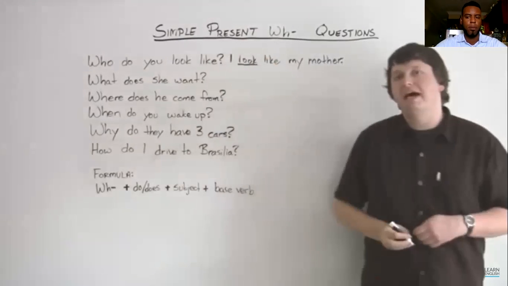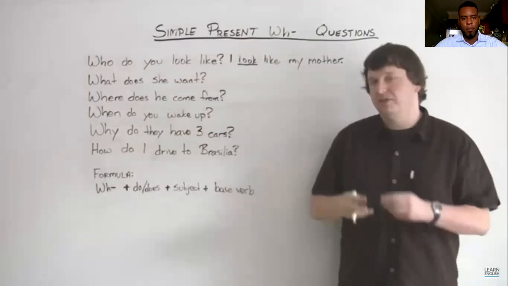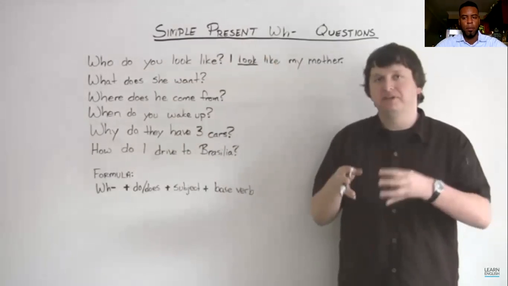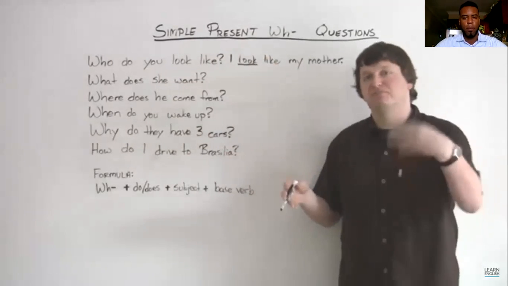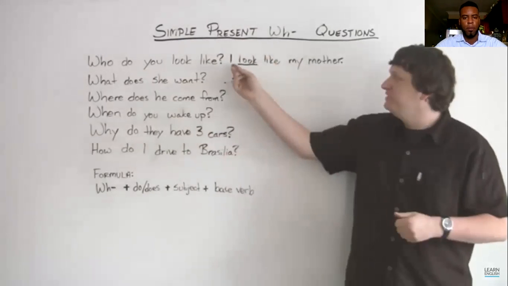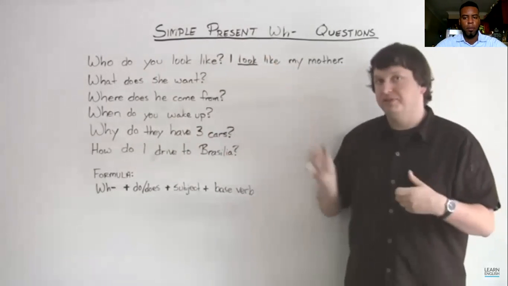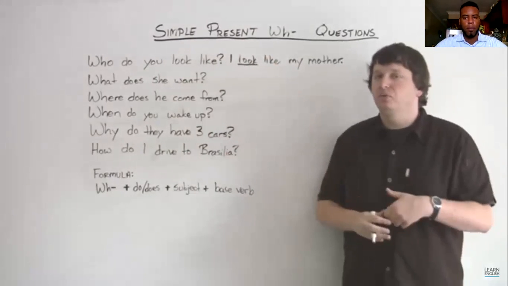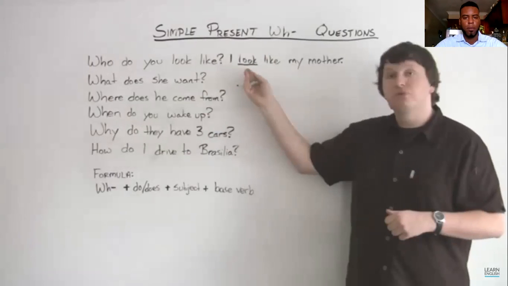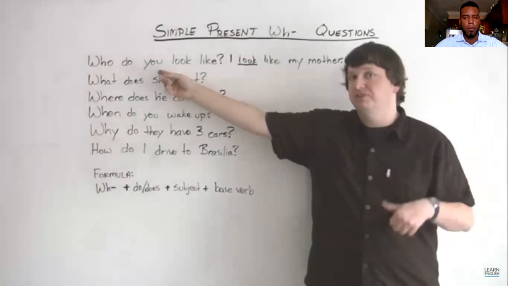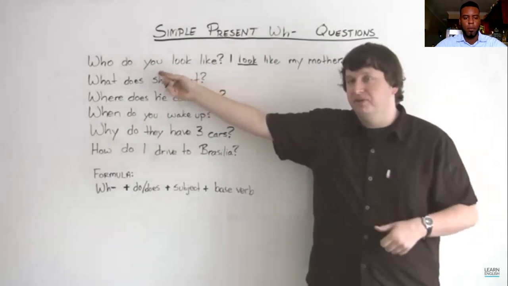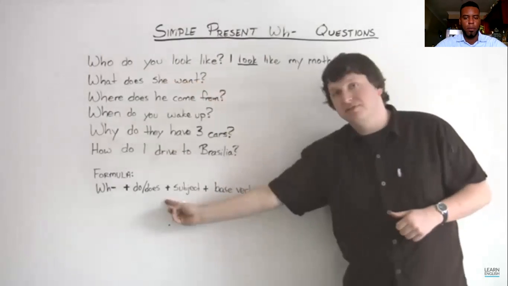You don't say I am look. You never follow the be verb with another verb unless it's passive, but that's more advanced. So if the answer is I look like my mother, the question is not who are you look like. There is no be verb here, so there is no be verb in the question. You need the auxiliary do. And what you need is this structure.